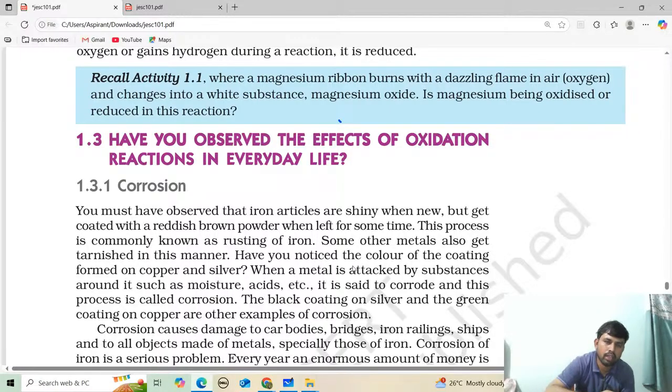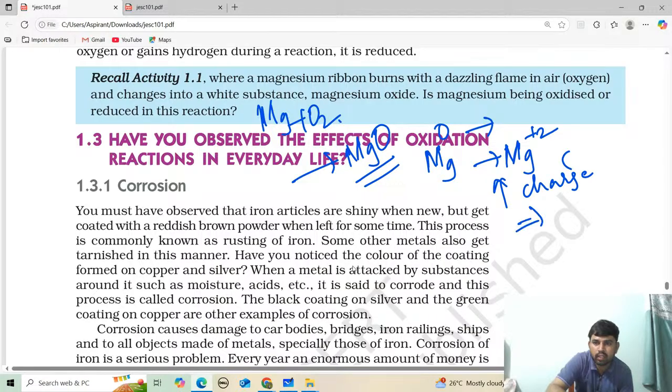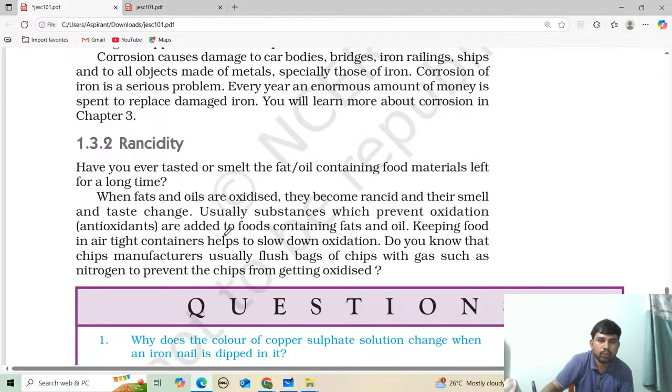Here we can definitely say magnesium plus O2 gives rise to magnesium oxide. So magnesium changes to magnesium plus 2 here, from 0 to plus 2. What can I say? There is an increase in the charge, right? So I can say it has undergone the oxidation process. Next, we come to these blue questions.